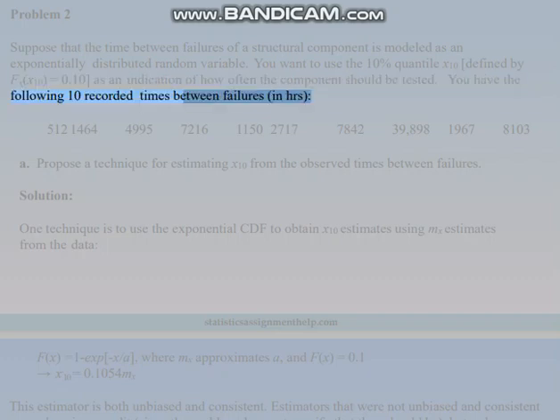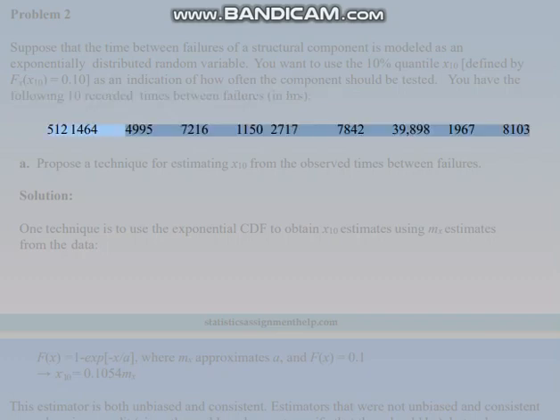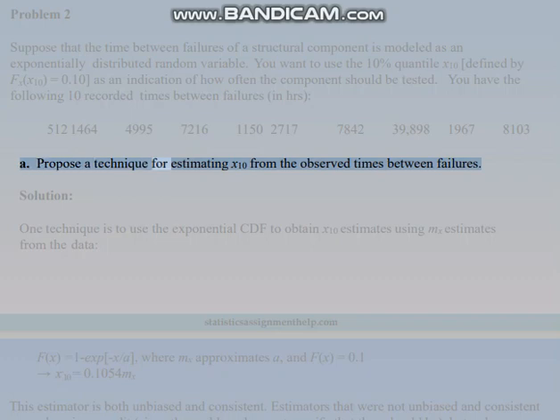You have the following 10 recorded times between failures in hours: 512, 1464, 4995, 7216, 1150, 27, 17, 78, 42, 39898, 1967, 8103. A. Propose a technique for estimating x10 from the observed times between failures.